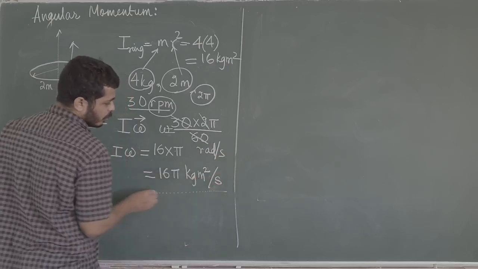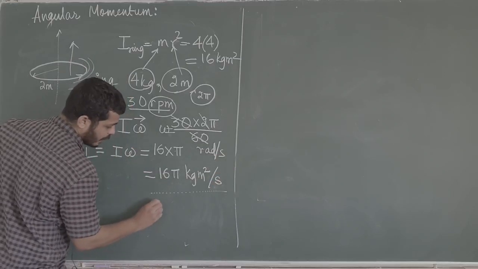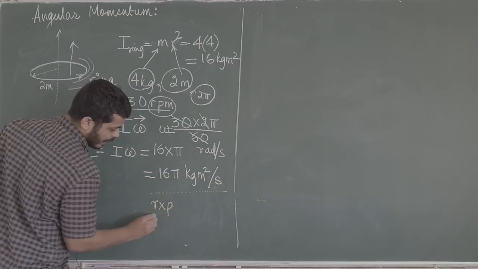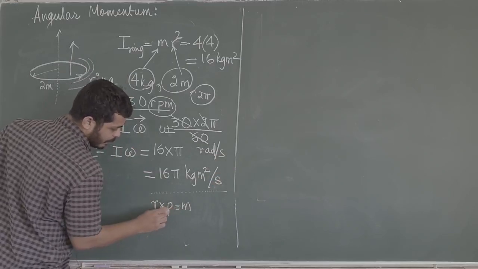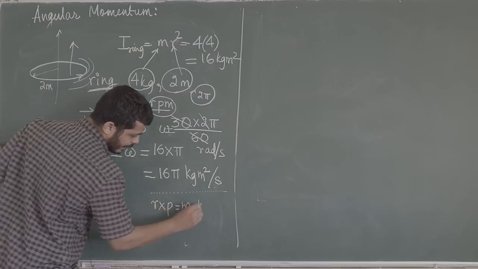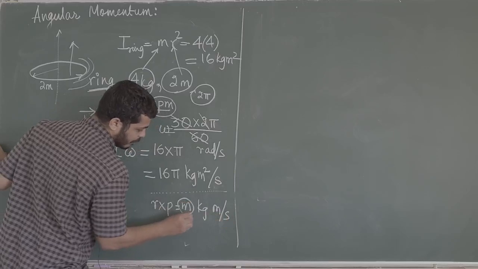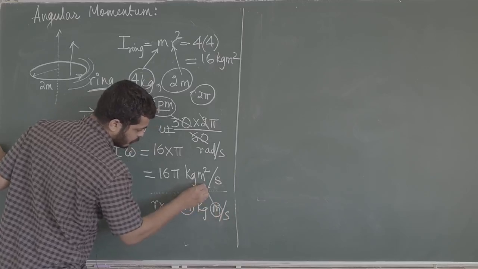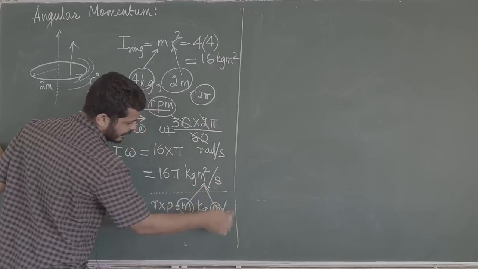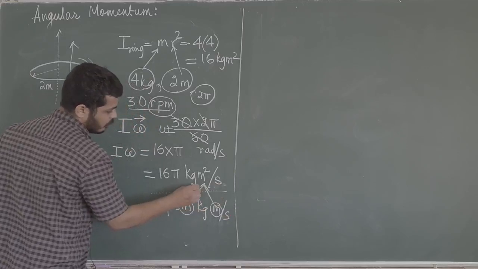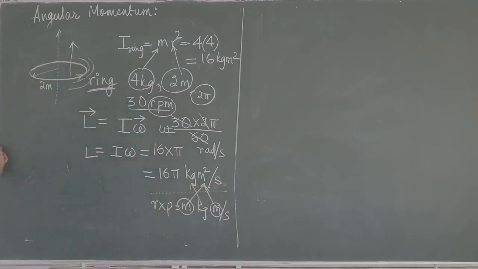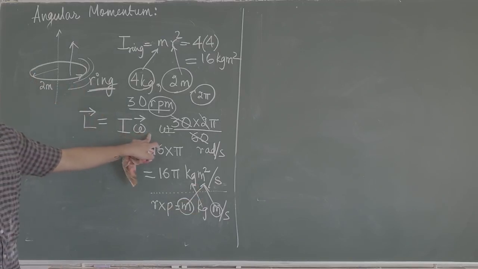If you want, you can also do this. You can write R cross P. R is in meters and P is in kg meter per second. So the unit is once again meter square, second comes as second, and kg goes in as kg. So if something is actually rotating, the angular momentum is very simple. L vector is equal to I omega vector.